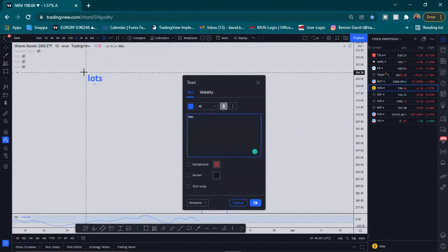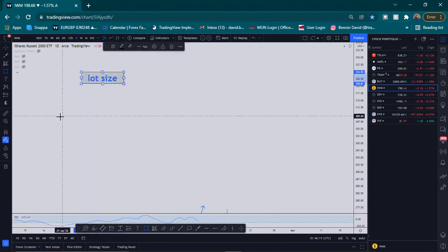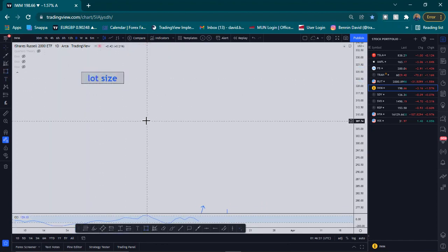So lot size in simple terms is how much of the currency you are buying or selling. The pips is how much change is happening in the currency. And the lot size is how much you are buying. So if you have two people trading the same thing, one can decide to buy more and one can decide to buy less. In that case, the amount of money that the person would make or lose in a good or a bad trade would be different.